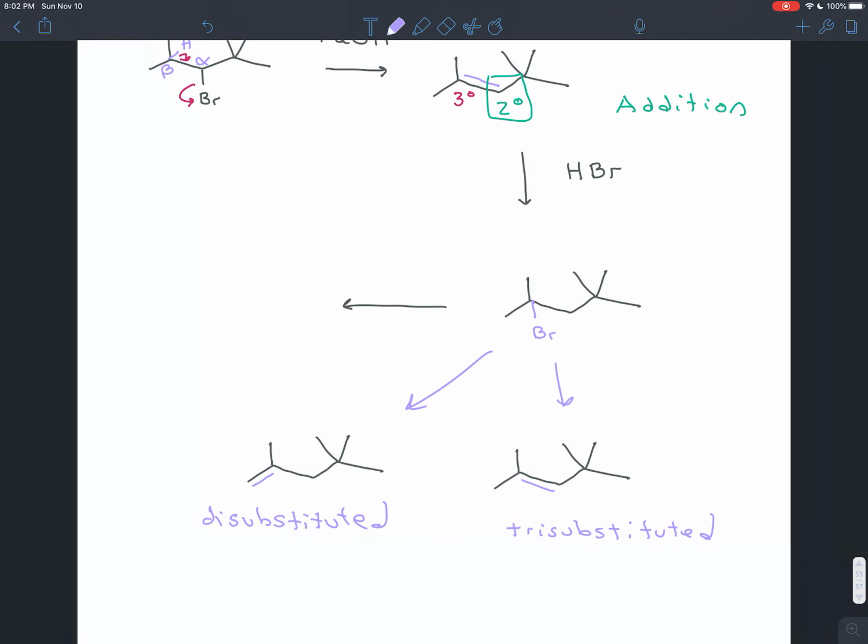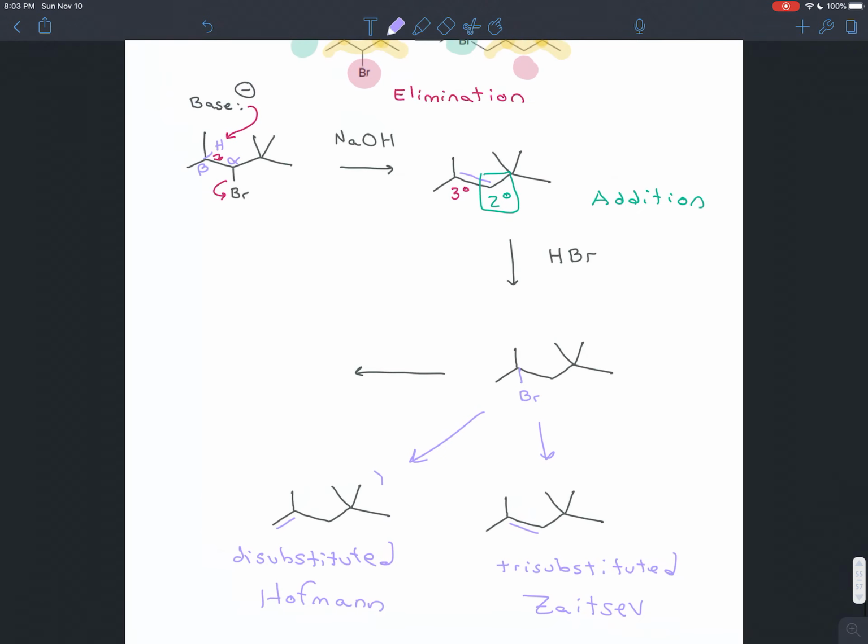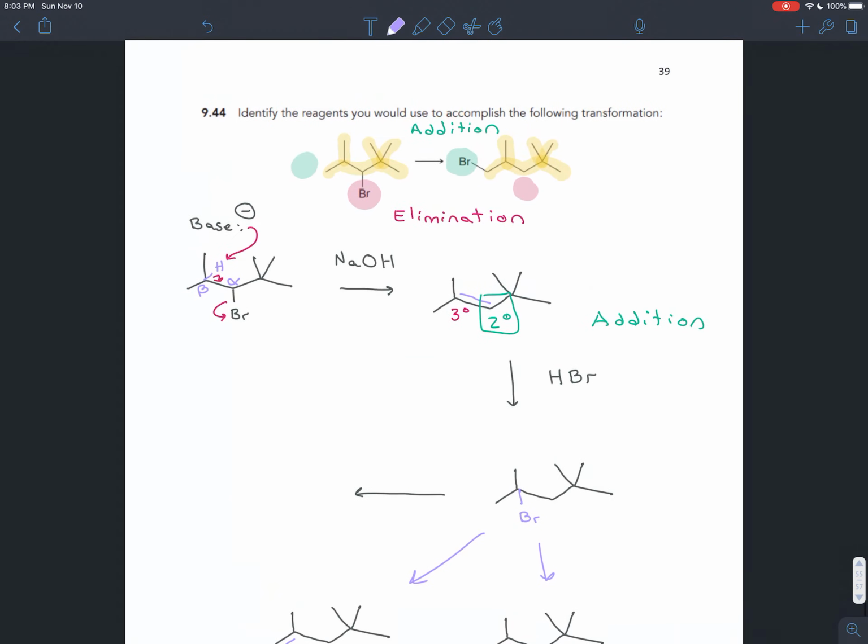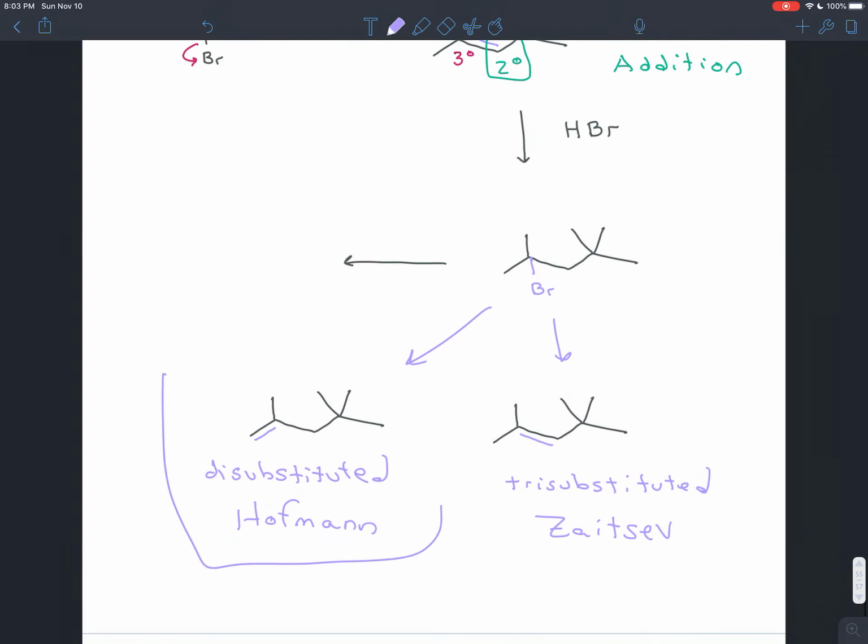So the one on the left is the less substituted one, that's the Hofmann product, and the one on the right is the more substituted one, that's the Zaitsev product. Now we want the electrons to go to the left. We want them to go closer to the thing we're adding onto this molecule. So we want the Hofmann product. How do you get the Hofmann product?